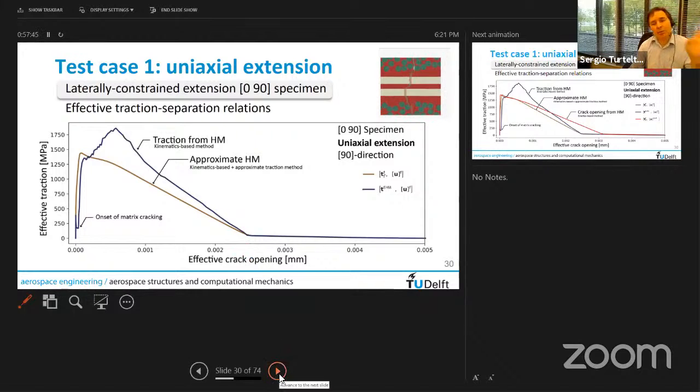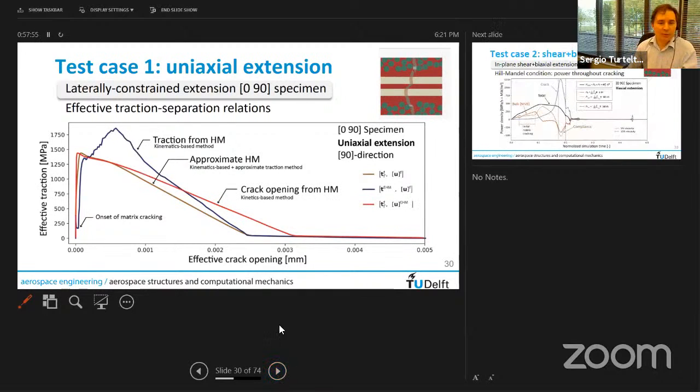If I now do the same simulation, but I post-process the data using the so-called kinetic space method, we get a different curve. So this one here in red actually looks like the approximate Hill-Mandel condition method before, but it doesn't end up at the same point. It predicts a larger effective crack opening.